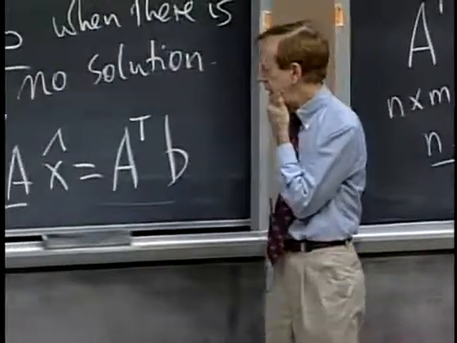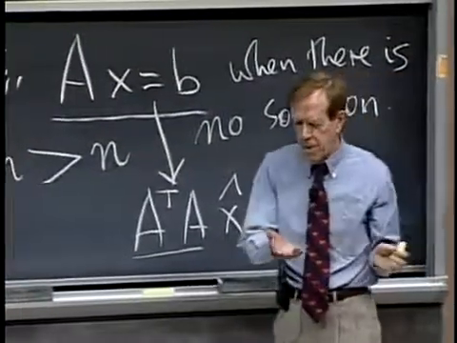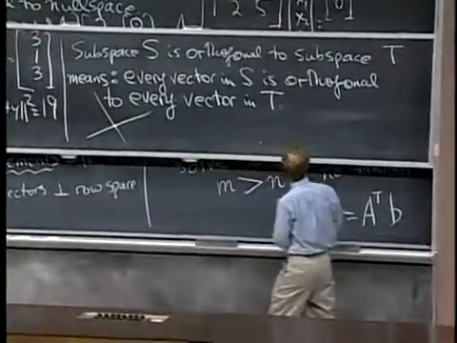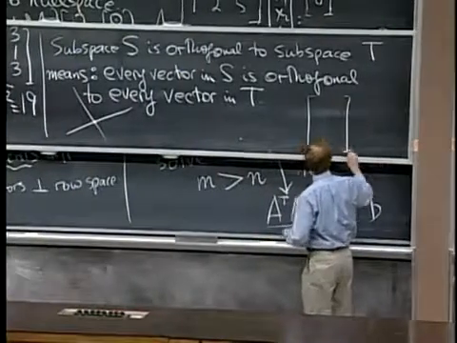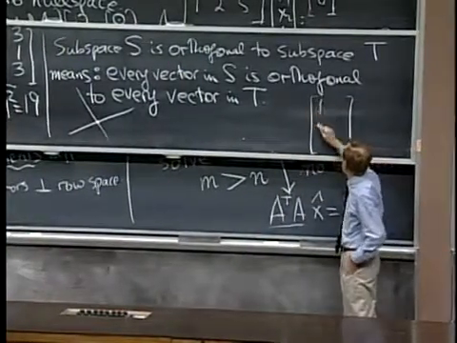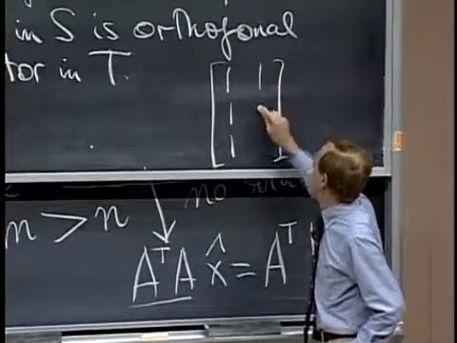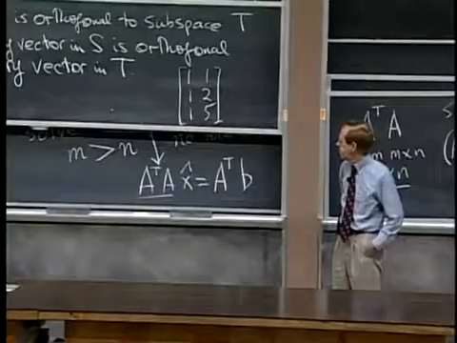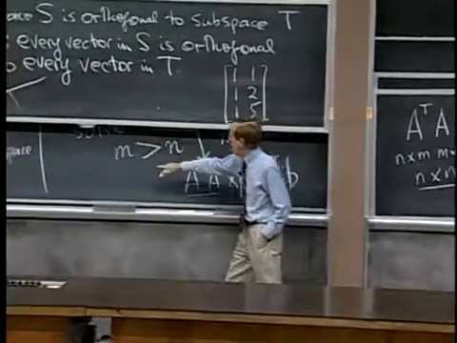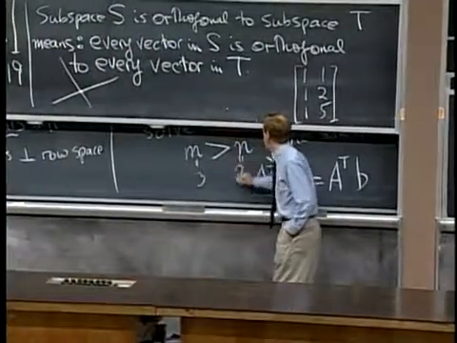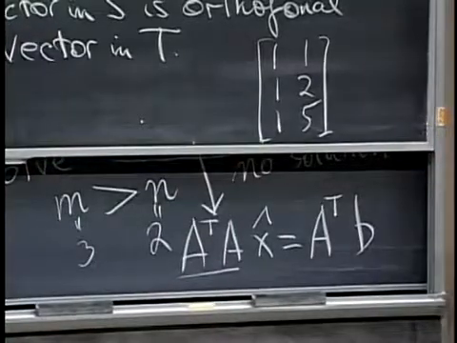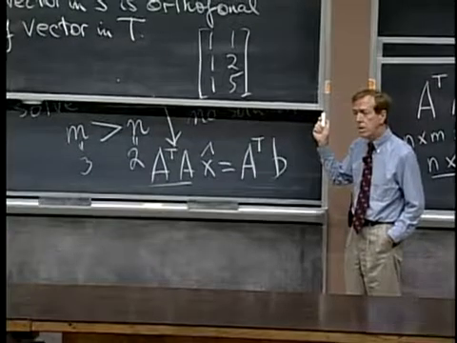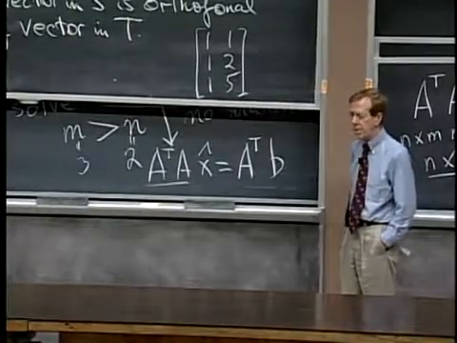Let me take a case. Let me just do an example. I'll just pick a matrix here, just so we see what A transpose A looks like. So let me take a matrix A, 1, 1, 1, 1, 2, 5, just to invent a matrix. Notice that it has m equal 3 rows and n equal 2 columns. The rank of that matrix is 2, right? Yep, the columns are independent.